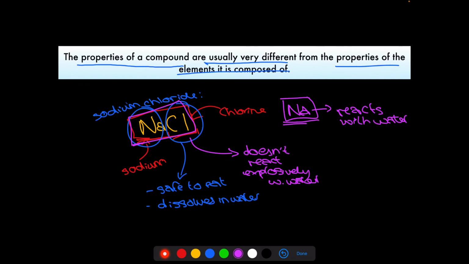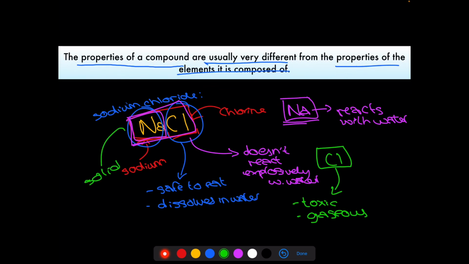It's a different compound. It's not an element. And just because it has sodium in it doesn't mean some of its properties are going to be like sodium. And let's take the other one as well, chlorine. You don't eat it, it's a toxic gas. It's toxic and gaseous at room temperature. But sodium chloride is solid at room temperature.